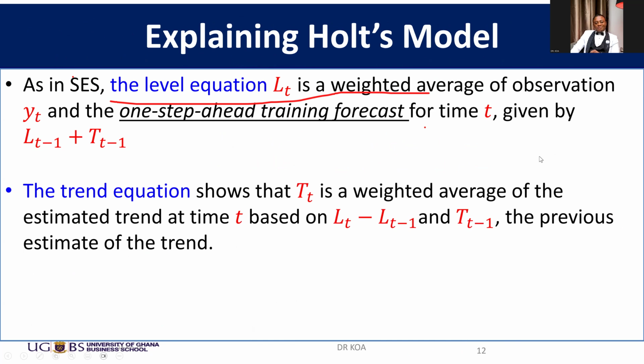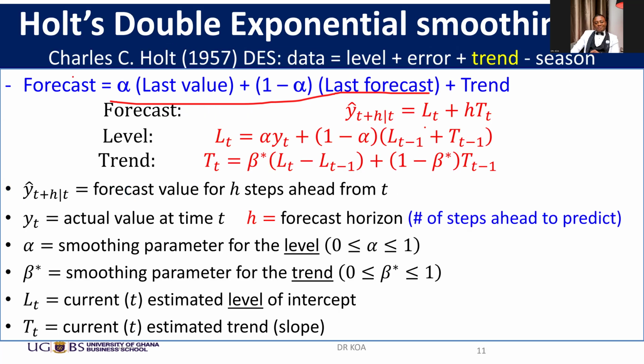So it is the weighted average of the estimated trend at time t, based on the level at time t and the level at time t minus 1, as well as based on the trend at t minus 1. The t minus 1 means it's the previous. So we are calculating the trend today, but we also want to rely on the trend yesterday. Here you will notice that we are relying on the trend yesterday. That is how you do the trending.